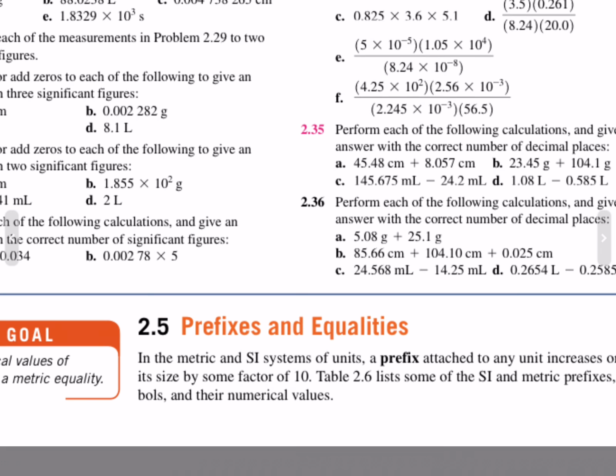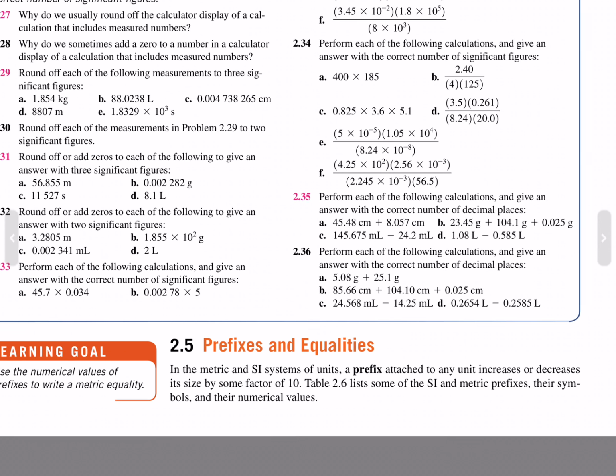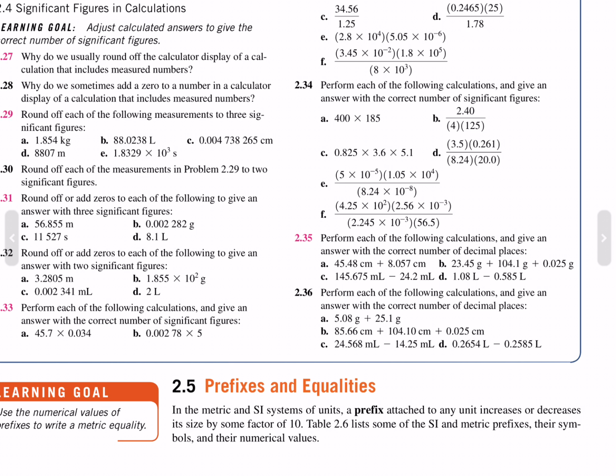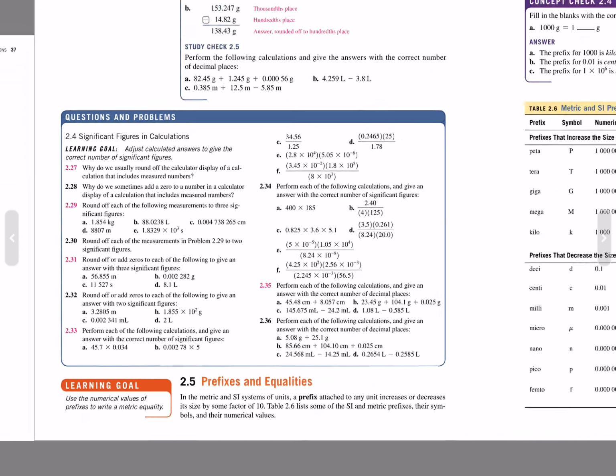Section 2.5, Prefixes and Equalities. In the metric and SI systems of units, a prefix attached to any unit increases or decreases its size by some factor of 10. Table 2.6 lists some of the SI and metric prefixes, their symbols, and their numerical values.